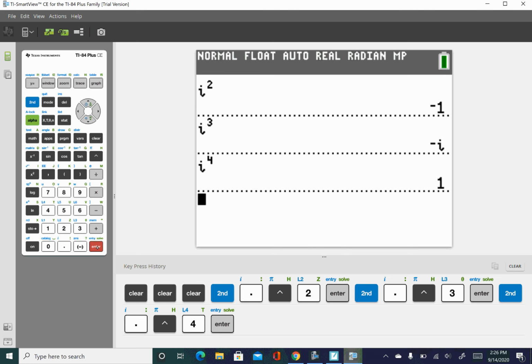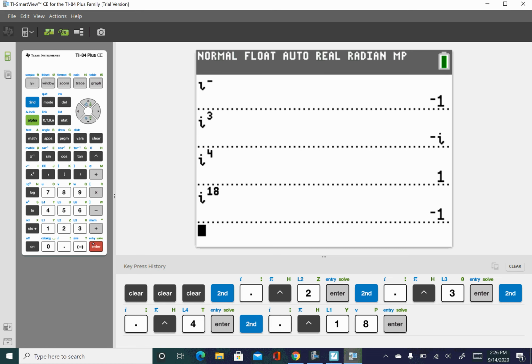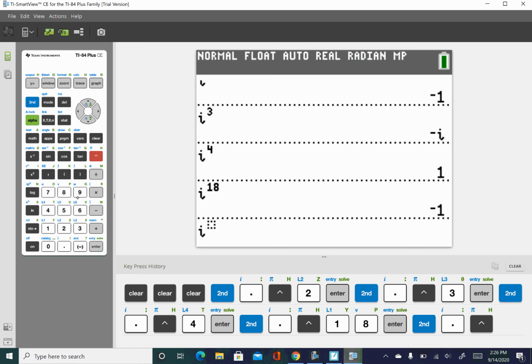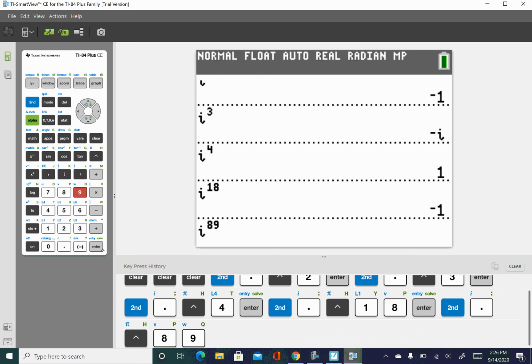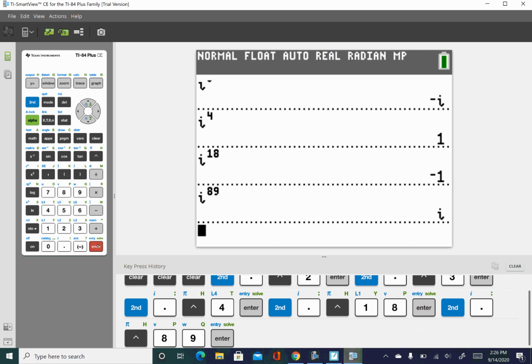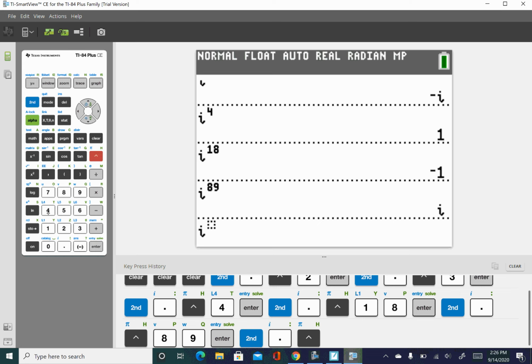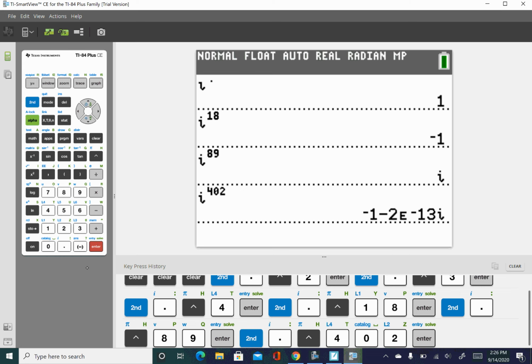Now, if I did that same problem where I did second i and I raised it to the 18th, it gives me my answer. As we get higher, I just want to pick another number. Let me say I do the 89th power, for example. So maybe this is a glitch that the calculator has finally worked out. Okay, there we go. Evidently it's working better than it used to.